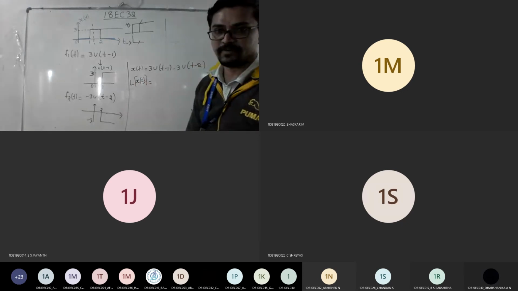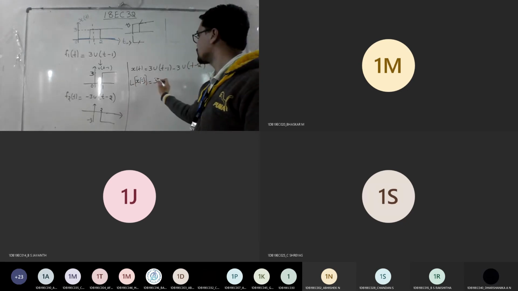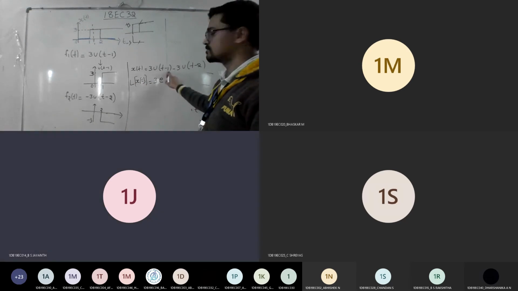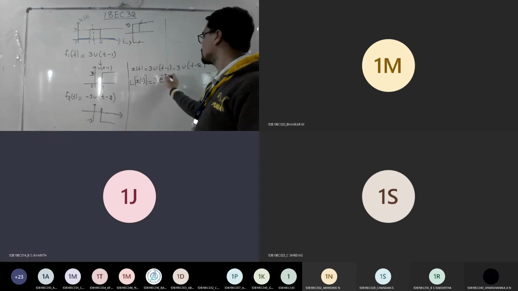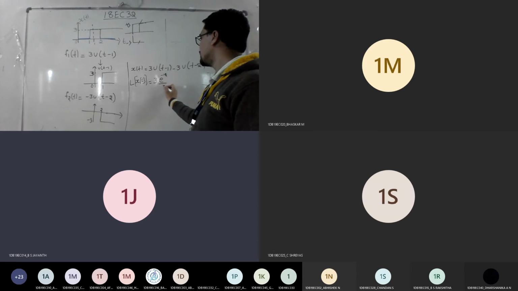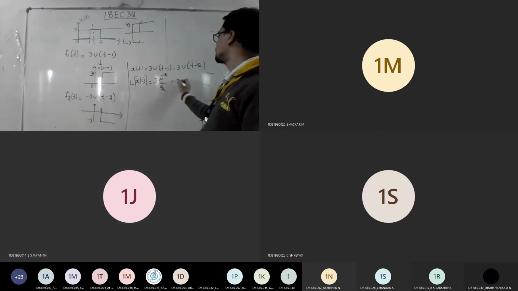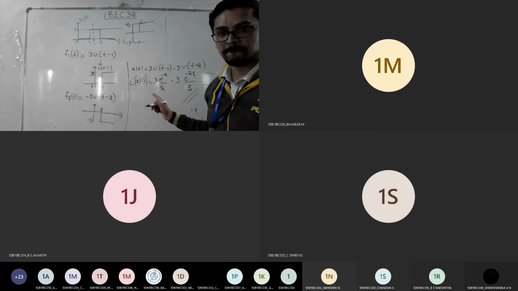What is this I told? u(t-1), formula 3 is constant, e to the power of what is a now? t is how much? Minus 1, sir. Minus 1, s divided by s. Minus 3, here minus e to the power minus 2s by s. So is that the answer?